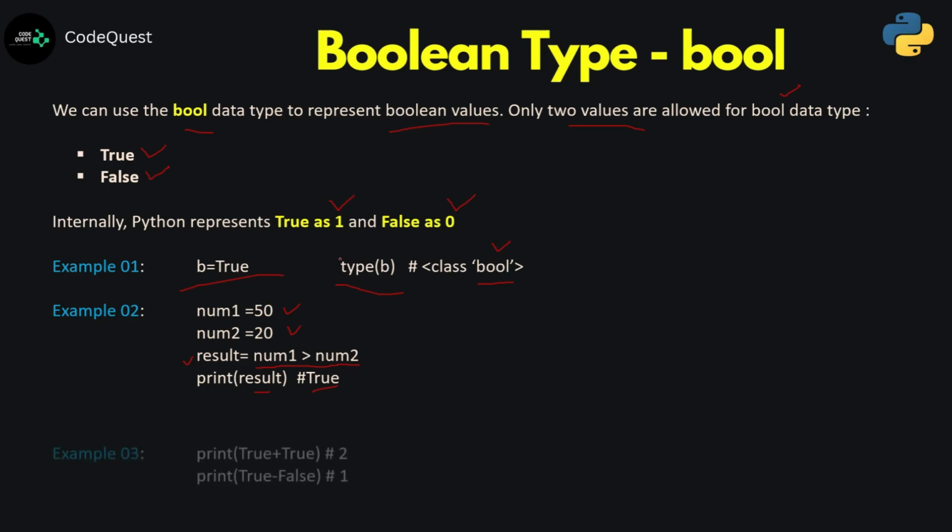And because True and False represent integer values, I can also use something like this, where we are trying to add True with True. As True represents 1, the result is 2. Similarly, True minus False: because True is 1 and False is 0, the result is 1.